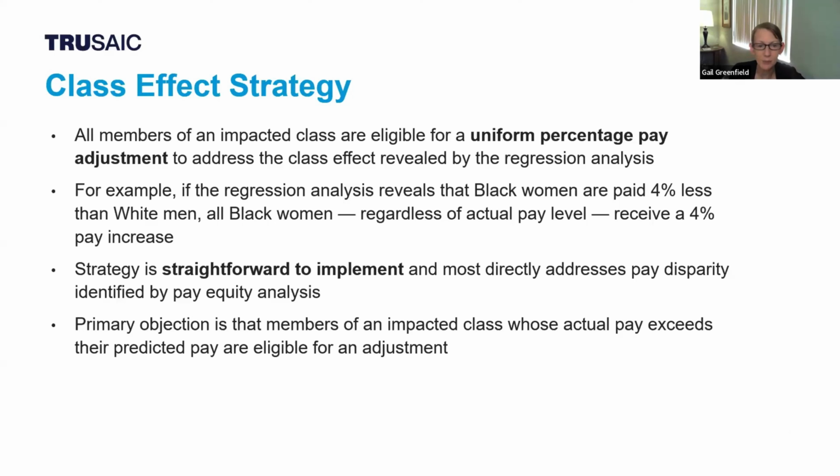And in our experience, the primary objection to this strategy is that some of the individuals who are part of an impacted class are going to be in a situation where their actual pay exceeds their predicted pay. But under this class effect strategy, those individuals, even if their actual pay exceeds their predicted pay, would still be eligible for an adjustment. So under this approach, you may be giving an adjustment to someone who is already highly paid.